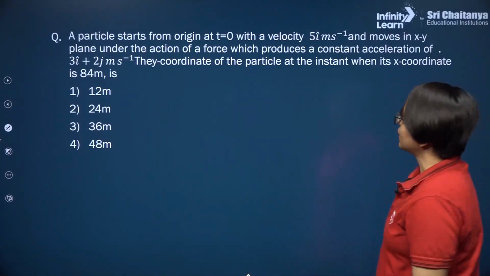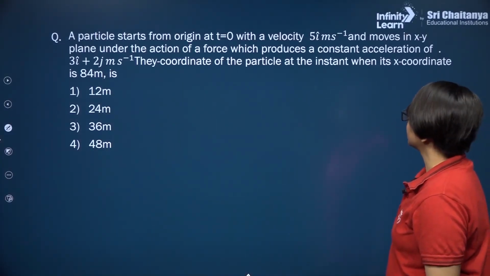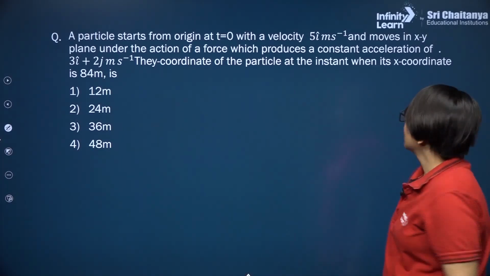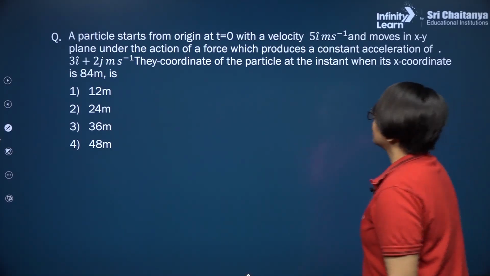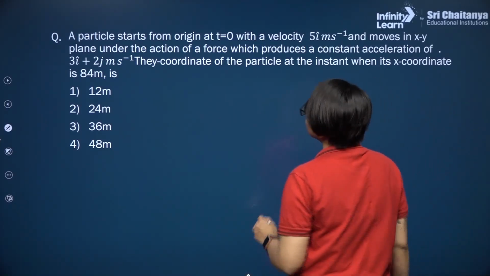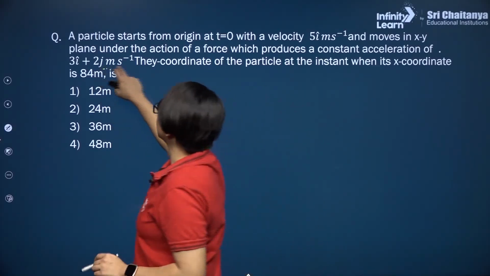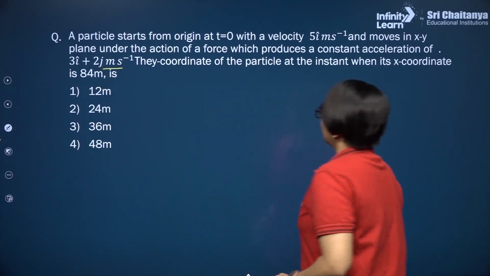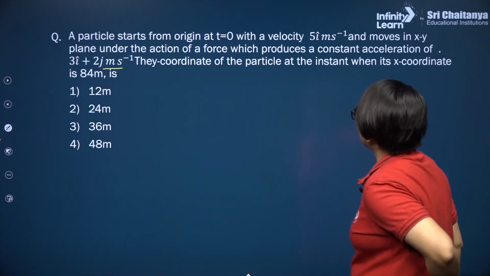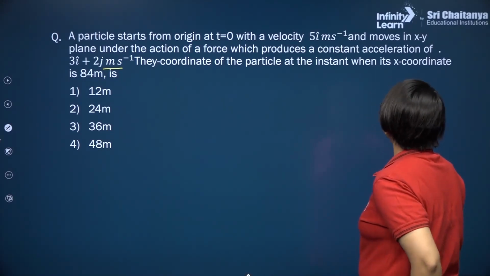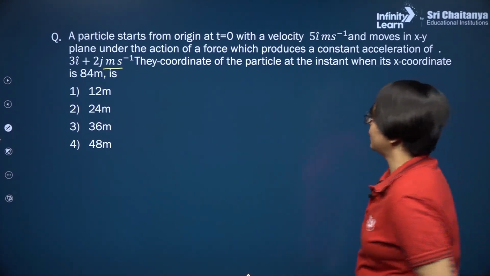Next is this one: a particle starts from origin at t equals 0 with initial velocity 5 i cap and moves in xy plane under the action of a force which produces an acceleration of 3 i cap plus 2 j cap meter per second square. Take the coordinate of the particle at the instant when its x coordinate is 84 meter.